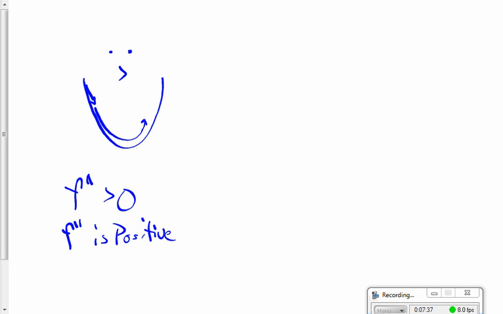All right. Same idea here. Concave down. Some frowny face. Why? Because f double prime is negative.